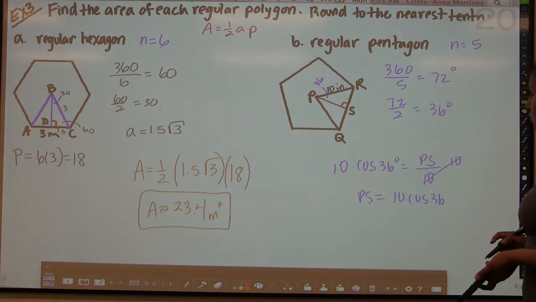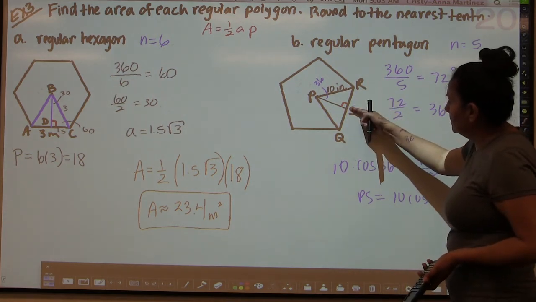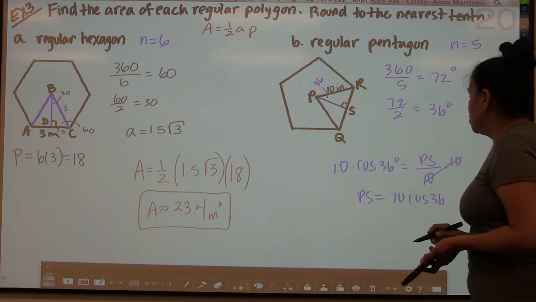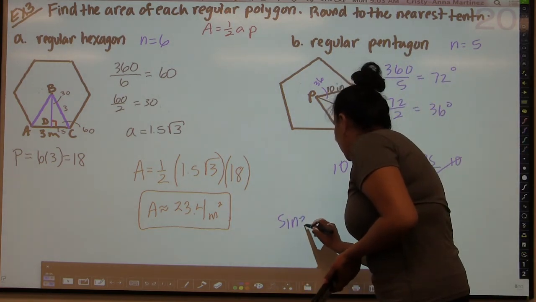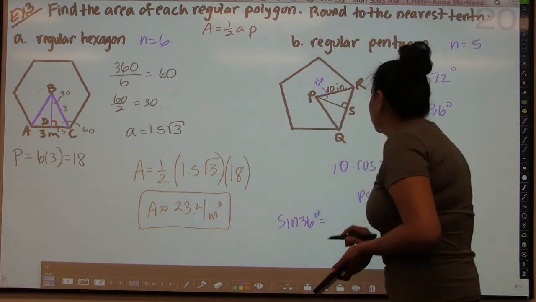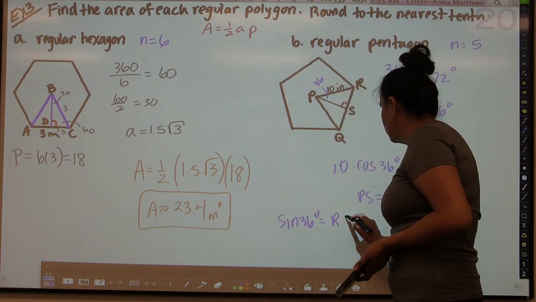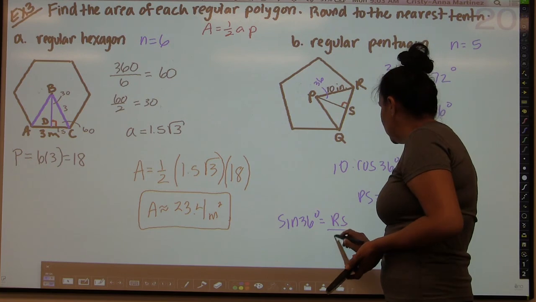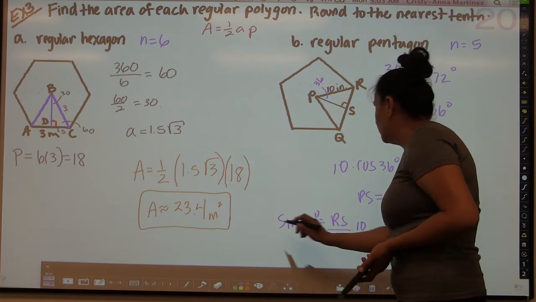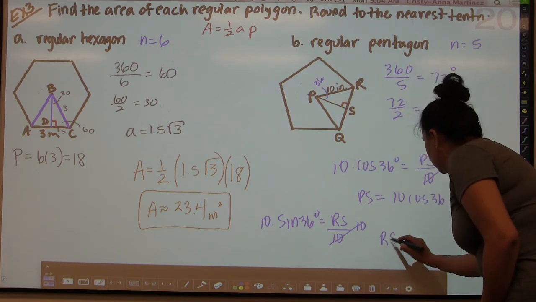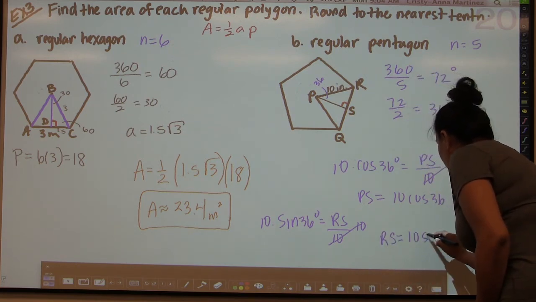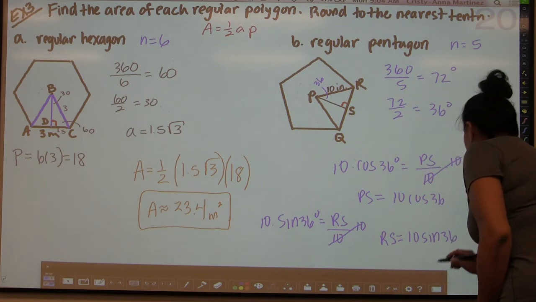Alright? I also need to know what RS is, which is the opposite side. So for that I want to use sine. So we know that sine of 36 is equal to opposite, which is RS, over hypotenuse, which is 10. And we do the same thing to get rid of the 10. So RS equals 10 sine 36. Alright?